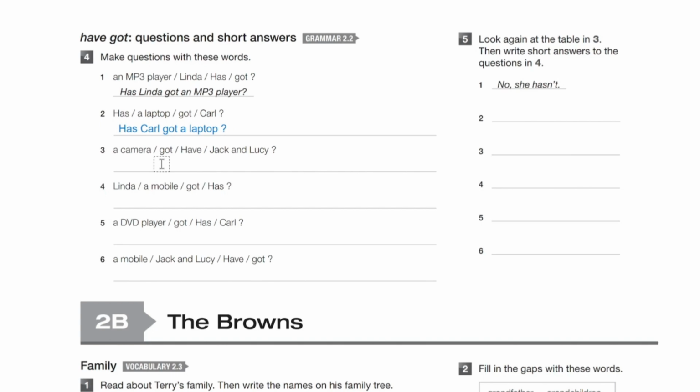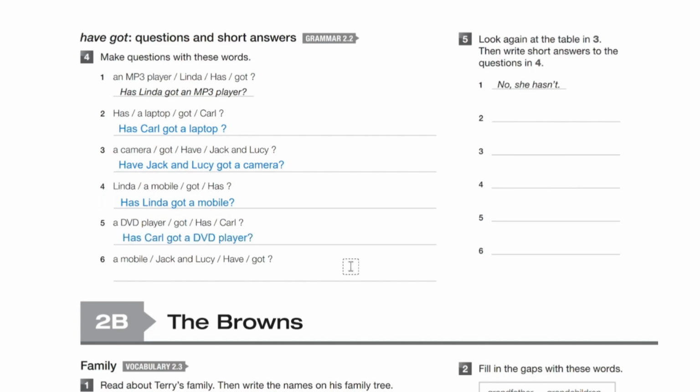Number three, "a camera got have Jack and Lucy." Jack and Lucy here is the subject, and it's plural. So, have Jack and Lucy got a camera? That's it, number three is done. Number four, "Linda a mobile got has." So, has Linda got a mobile? That's it. Number five, has Carl got a DVD player? That's also done.